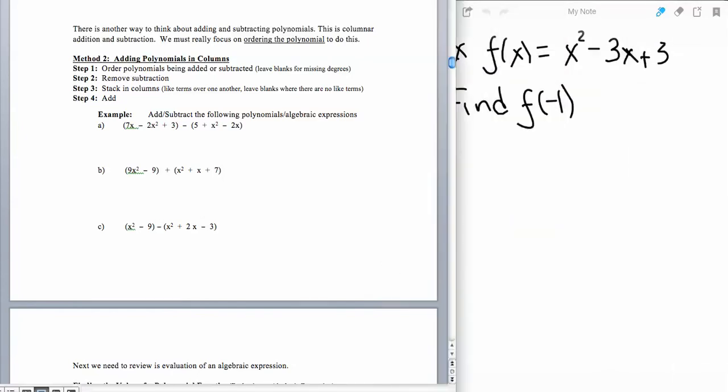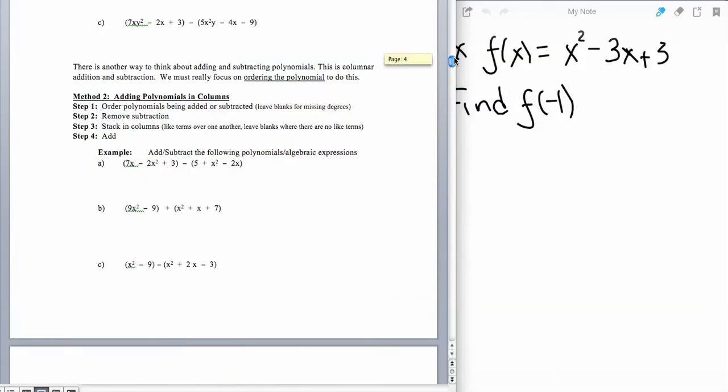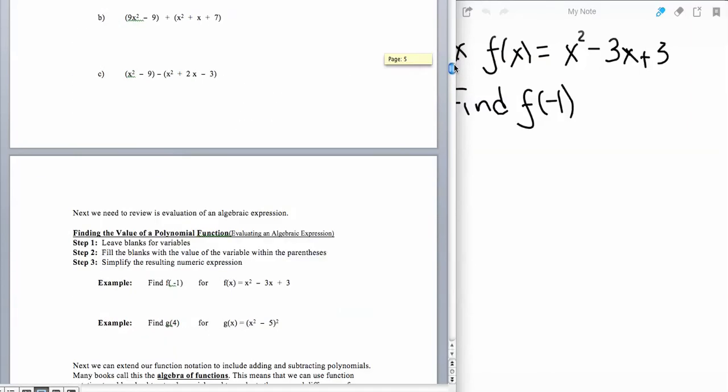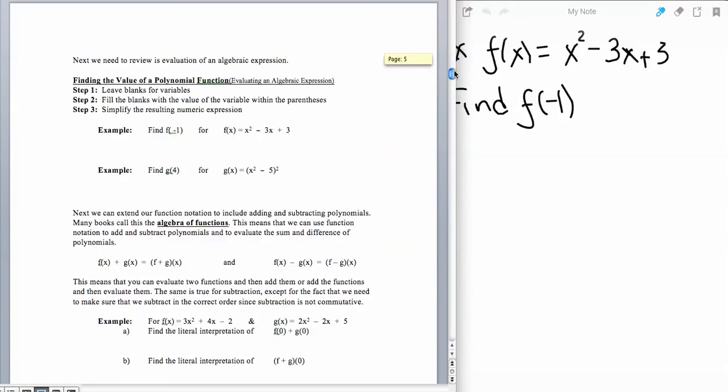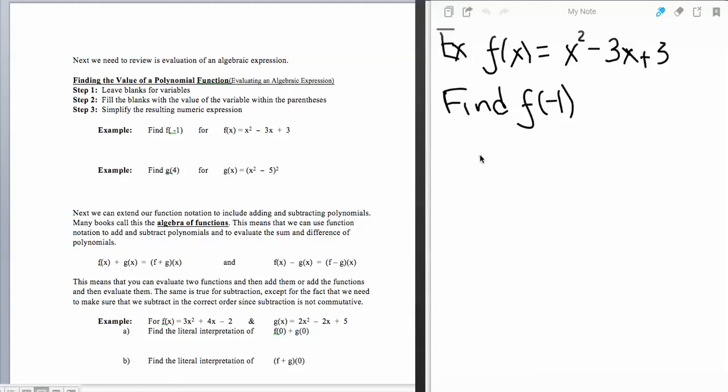Right, now we're on to our next topic, which is evaluating algebraic expressions by using our function notation. So finding the value of a polynomial function is what we're saying this time, instead of evaluating an algebraic expression. So we're going to combine our two topics. So we're going to leave blanks for wherever the variable is, and then whatever's in here, that's our x, we're going to substitute that in for the x's here and here.